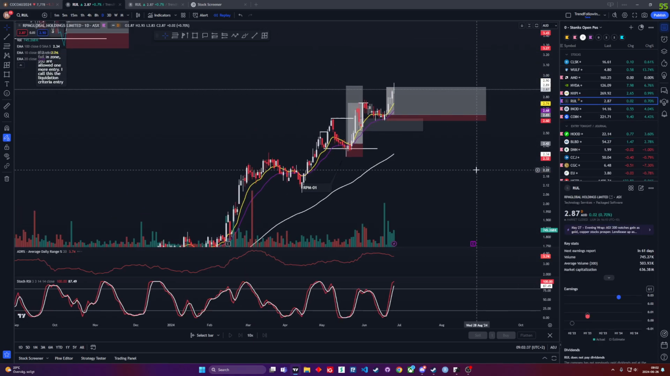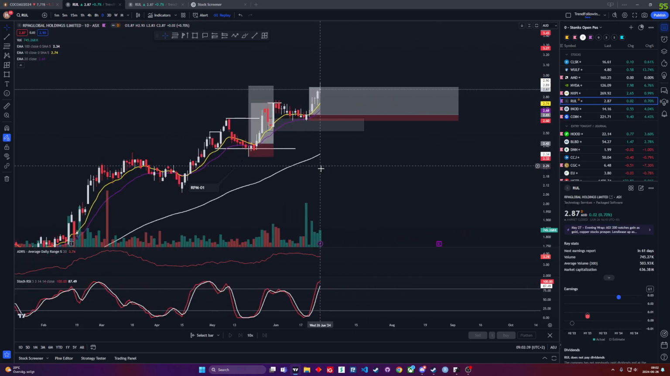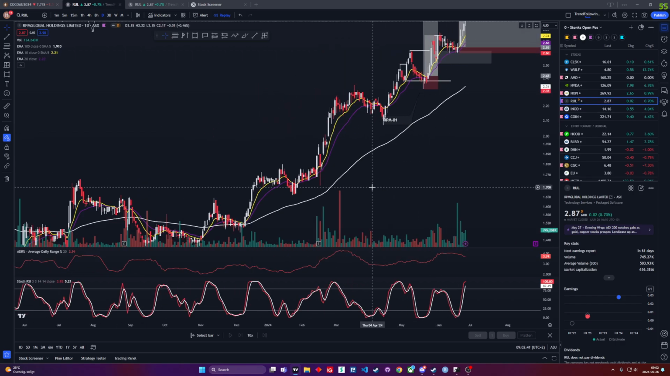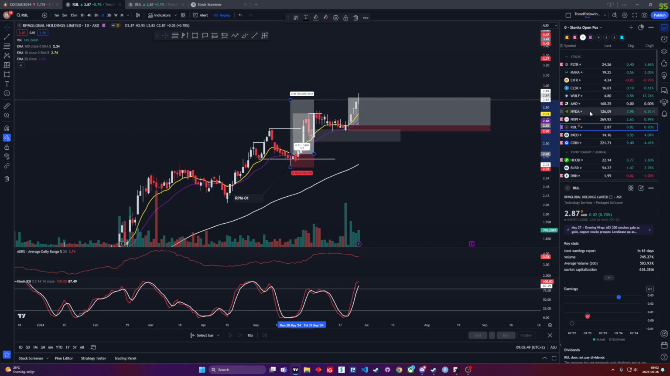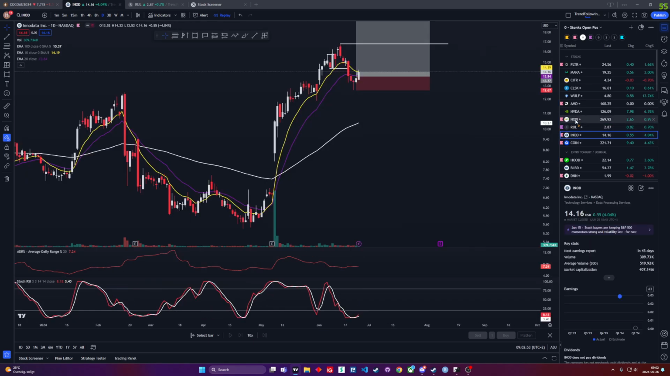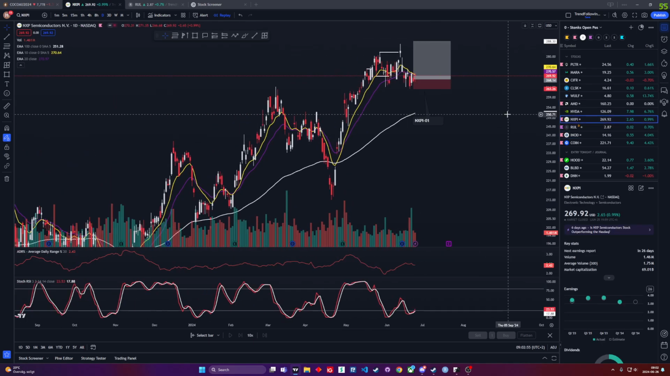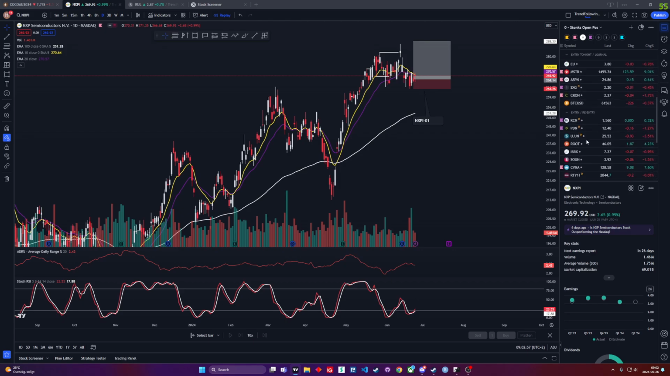Another example is this Australian stock. I took this entry and then the re-entry, looking for that continuation up, and it looks pretty good with the volume and all of that. And yeah, that's what it's all about.